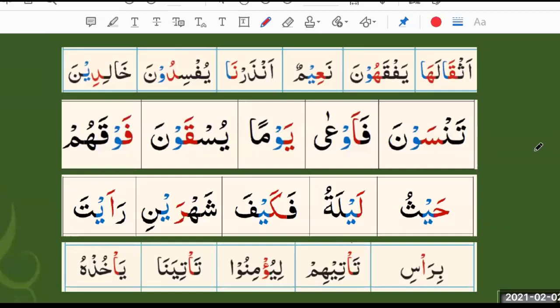أعوذ بالله من الشيطان الرجيم. Ta is a 2-second sound. Vertical fatha on the top of ta. أعوذ بالله من الشيطان الرجيم. بسم الله الرحمن الرحيم. أثقلها. There should not be ha sound mixed in it. أثقلها.